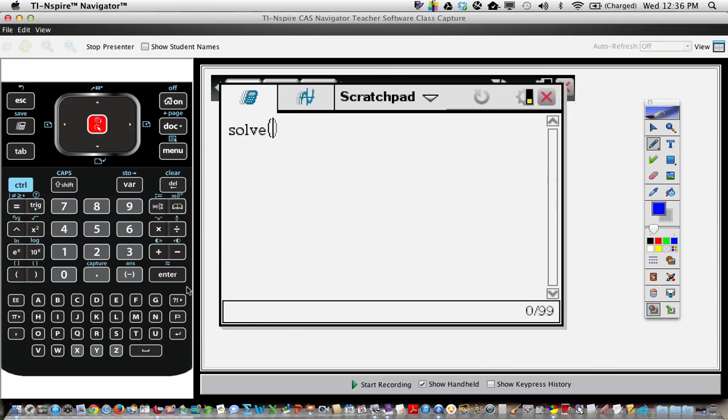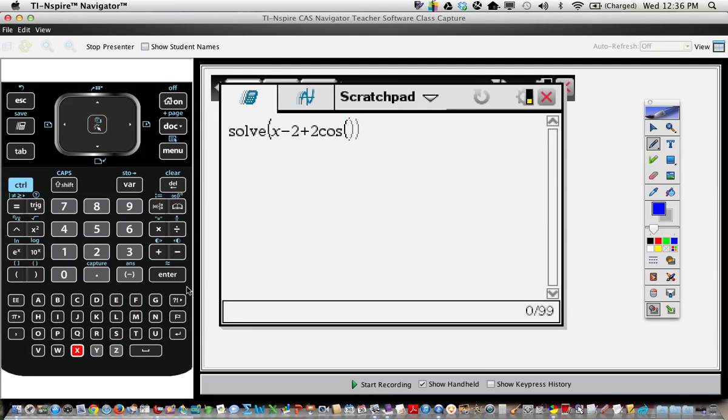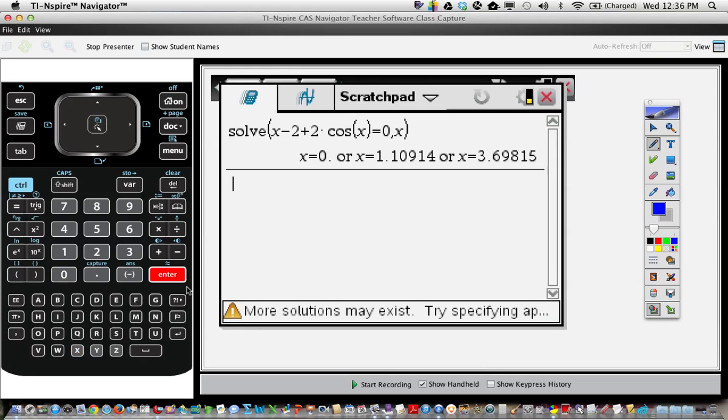And now let's type in this function. X minus 2 plus 2 cosine X equals 0. So you got to get out of that parenthesis there, right there. No, stay inside that. Yeah, in between the two parentheses. Equals 0, comma X. So we're telling it to solve that equation for X.